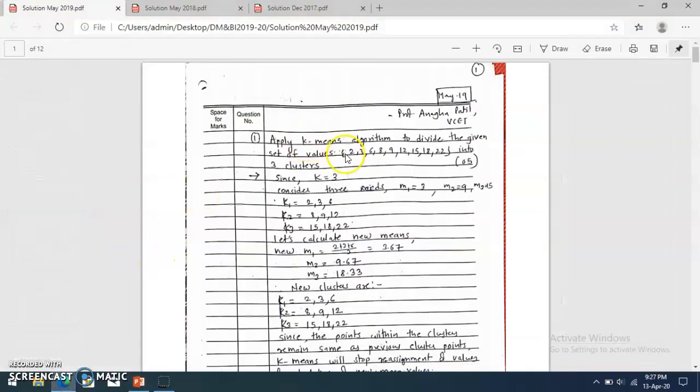This is an example taken from the question paper of May 19, Mumbai University. The example is: apply the K-means algorithm to divide the given set of values 2, 3, 6, 8, 9, 12, 15, 18, 22 into 3 clusters. The values given here are sorted, but there is no need for that. Even if they are not sorted, we can work with them. There is no necessity of sorting the data points here.